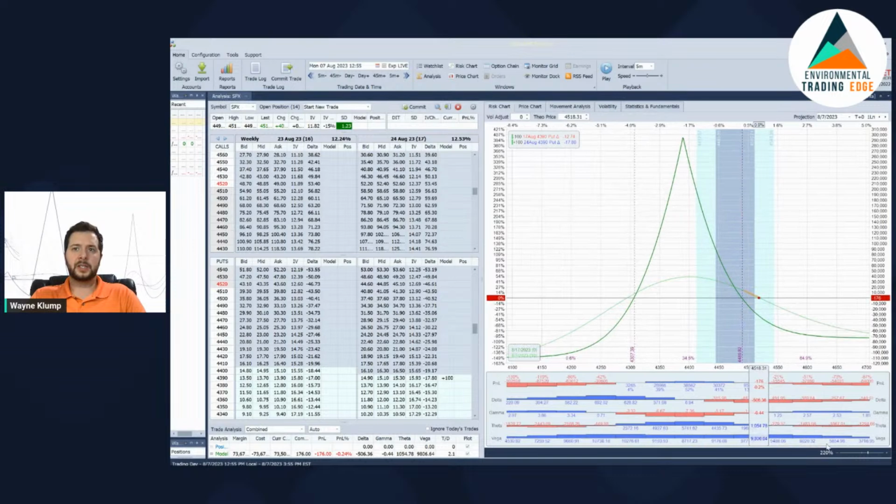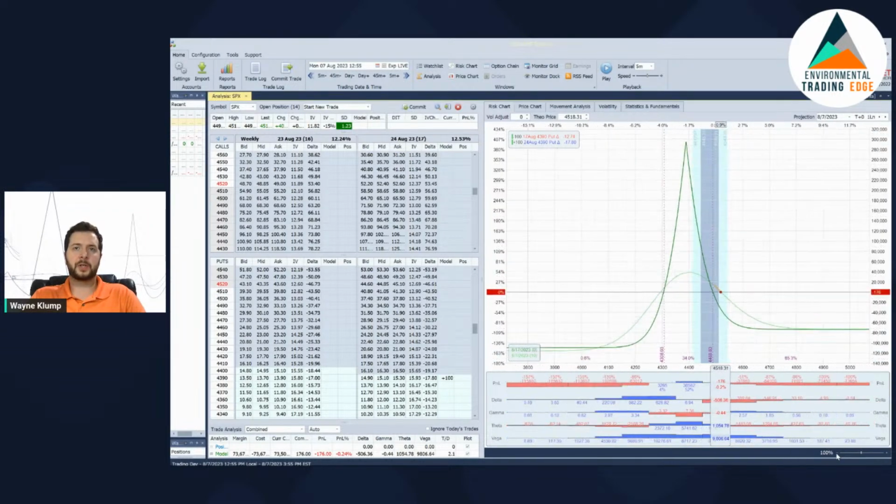So a calendar is a symmetrical trade, which means there's equal risk on one side and the other side. But this analytics graph is not showing equal risk, right? One side is higher than the other. And if you notice, the margin down here is 73,000.